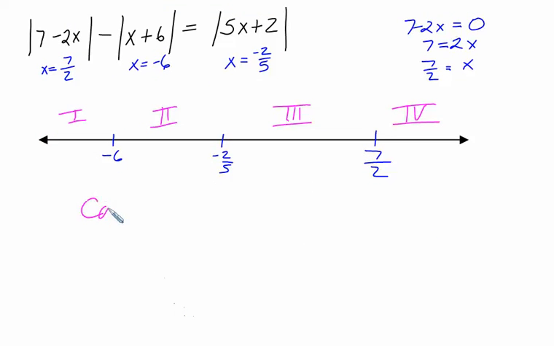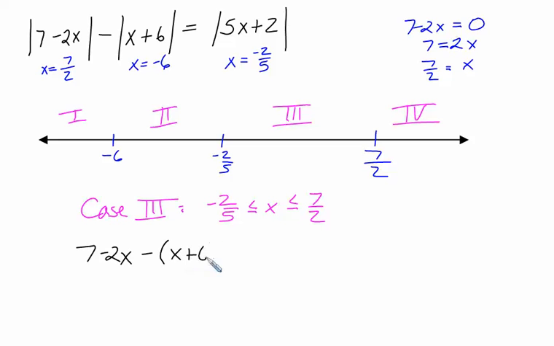Let's turn our attention now to what we will call case 3. And that's going to be when negative 2 fifths is less than or equal to x, which is less than or equal to 7 halves. A nice number to plug in is x equals 0. First absolute value is positive, so we just take off the signs. Second absolute value is also positive, so we just take off the signs, but remember, we have to leave this negative sign out front.